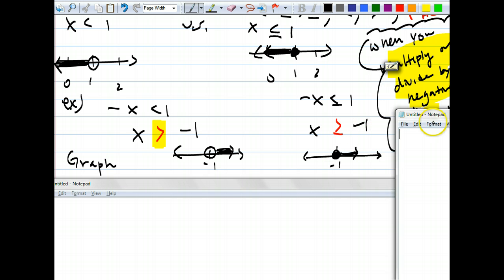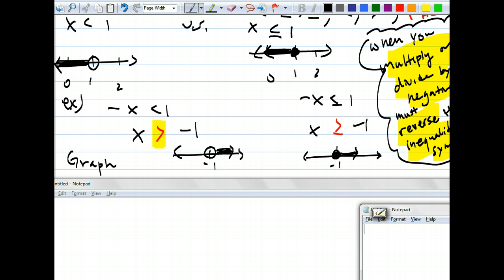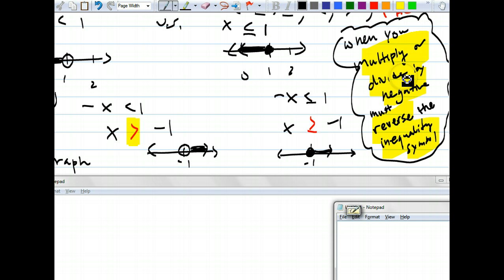So write this rule. You guys remember this rule? When you multiply or divide by a negative, when you have an inequality and you're solving, the rest of it is the same as solving an equation. Everything's the same, except when you multiply or divide by a negative, you must reverse the inequality symbol. So you guys remember that fact? That's something that we learned before. So you need to know that.